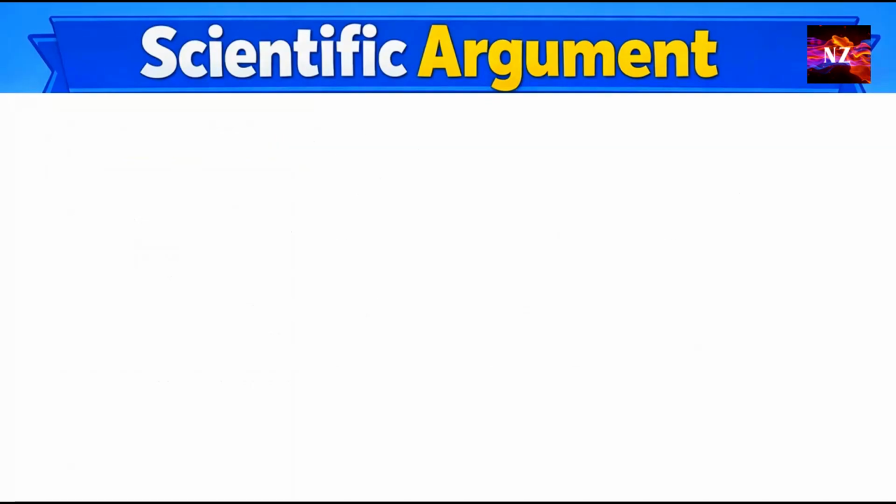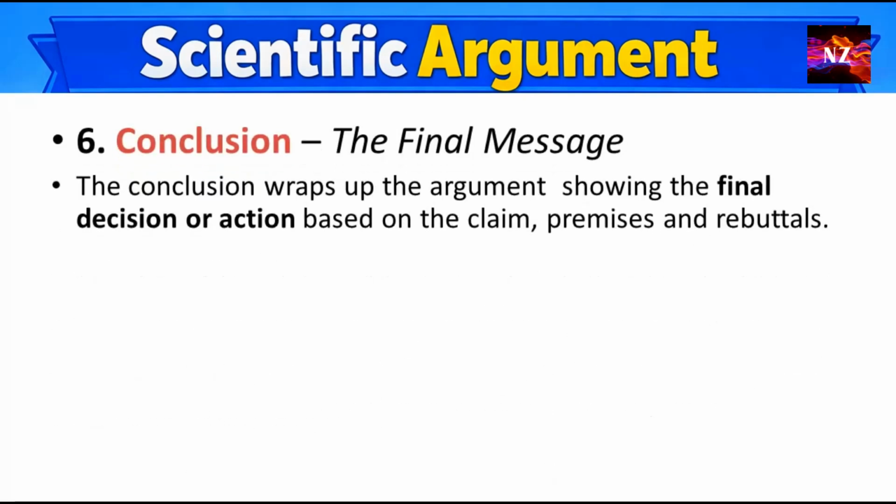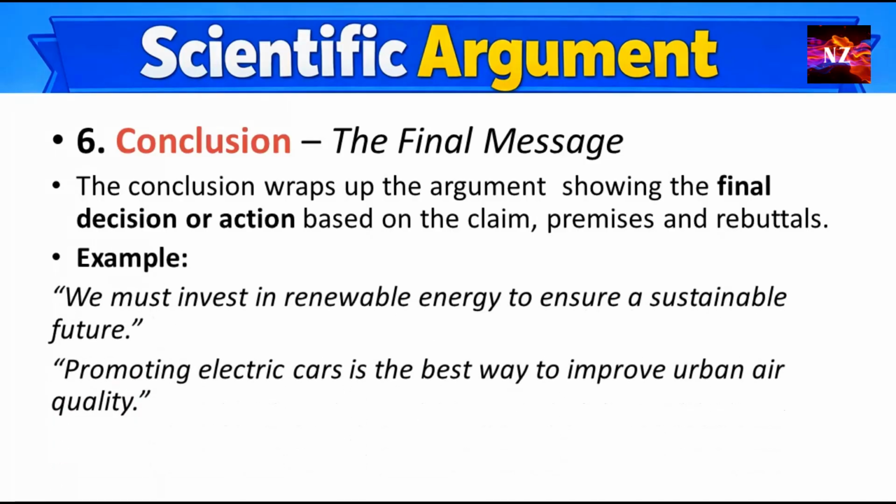Last but not the least, a scientific argument has a conclusion, which is also the final message. The conclusion wraps up the argument, showing the final decision or action, which is based on the claim, premises, and rebuttals. For example, we must invest in renewable energy to ensure a sustainable future. Or we can say promoting electric cars is the best way to improve urban air quality. This is the conclusion of the second claim.